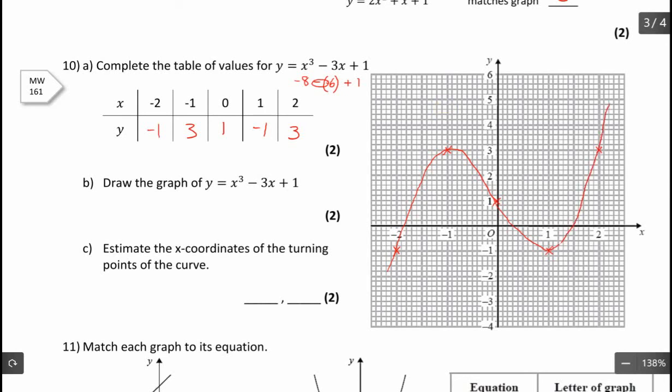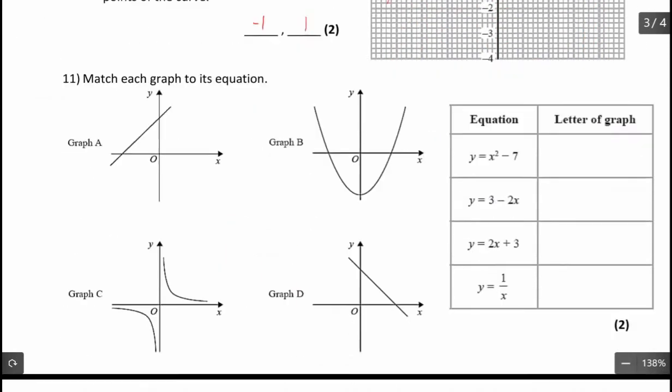Pretty good. Okay. Try to do it in one motion, try not to feather it too much, okay, because you may lose marks. Right, and then it says estimate the x coordinates of the turning points of the curve. Well, it may not be negative 1 and 1, but it's going to be close enough for those to be acceptable estimates. It may well be those, to be honest.